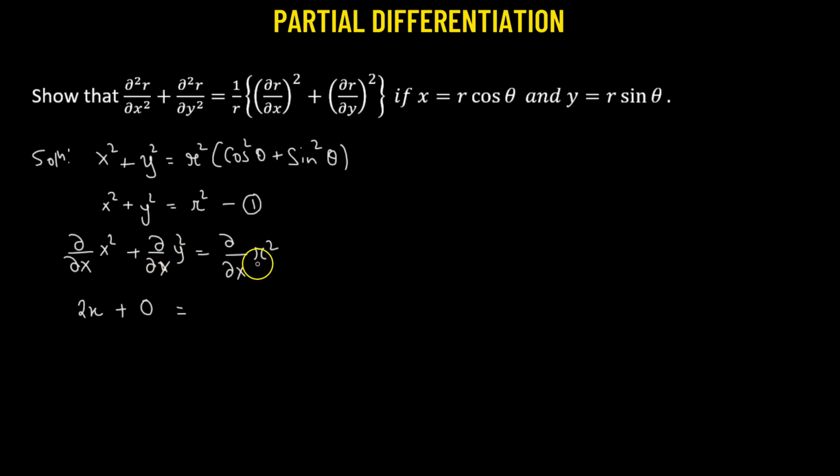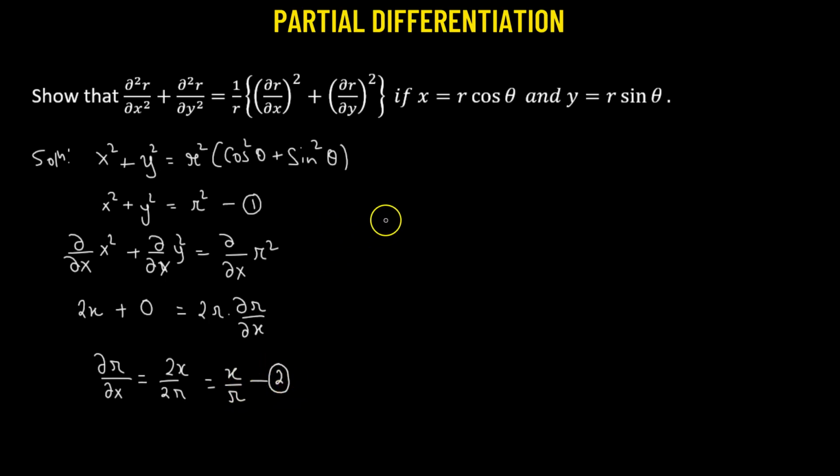Now partial of r squared with respect to x is not going to be equal to 0. Here r is not a constant, but it's a function of x as well as y. So partial of r squared with respect to x will be 2r from the power rule, but we'll also have to multiply it by partial of r with respect to x using the chain rule. So that means partial of r with respect to x will be equal to 2x divided by 2r, which is simply x over r. So let's label this as number 2. We'll come back to this in a moment.